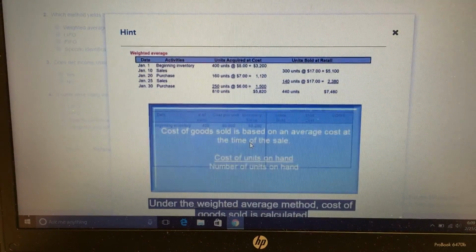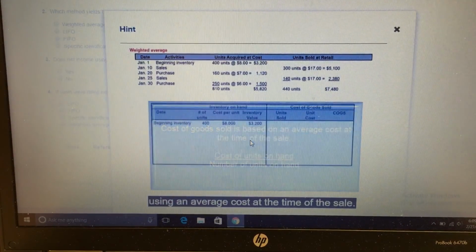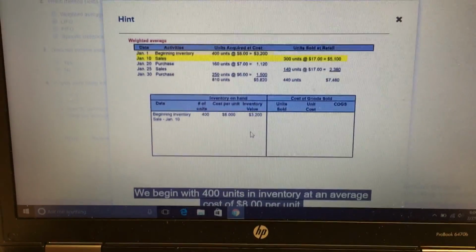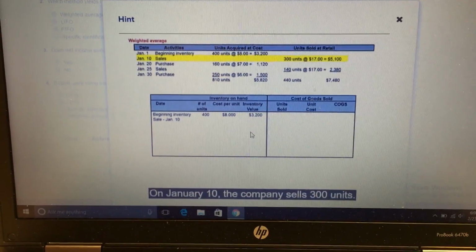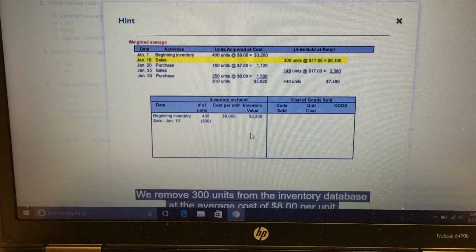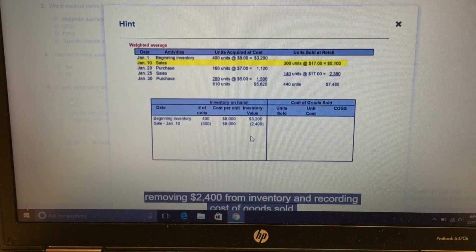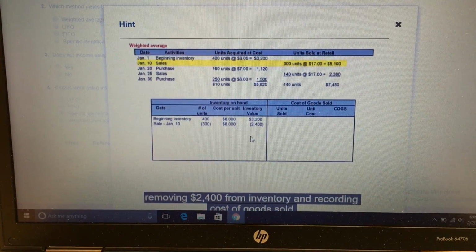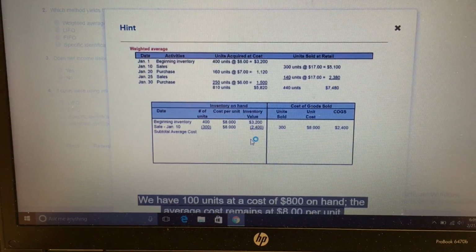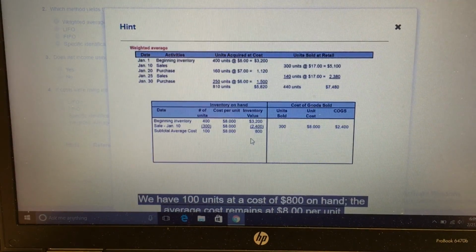Under the weighted average method, cost of goods sold is calculated using an average cost at the time of the sale. We begin with 400 units in inventory at an average cost of $8 per unit. On January 10th, the company sells 300 units. We remove 300 units from the inventory database at the average cost of $8 per unit, removing $2,400 from inventory and recording cost of goods sold. After each transaction, we calculate a subtotal. We have 100 units at a cost of $800 on hand. The average cost remains at $8 per unit.